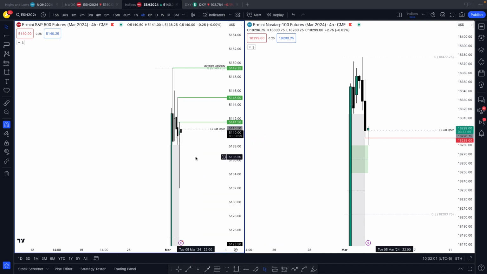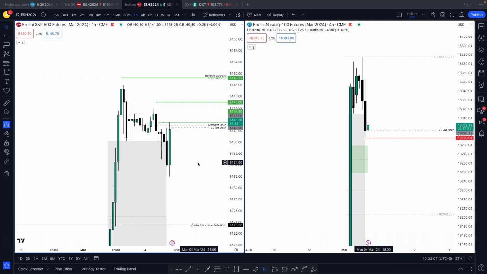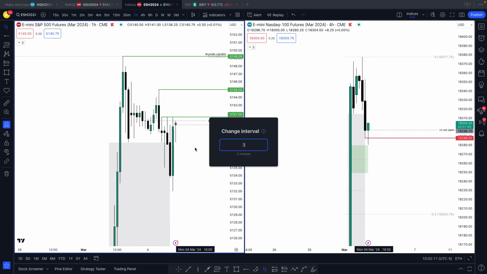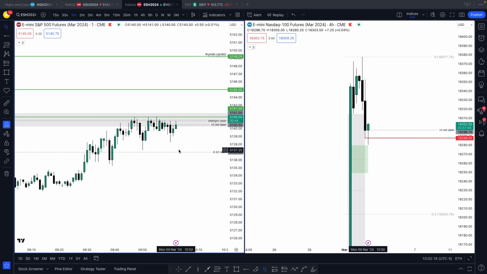And we'll see if we can frame something. So far, ES really nicely respecting this inefficiency from a 4-hour perspective. 30 minute, 15 minute, 5 minute. Okay.